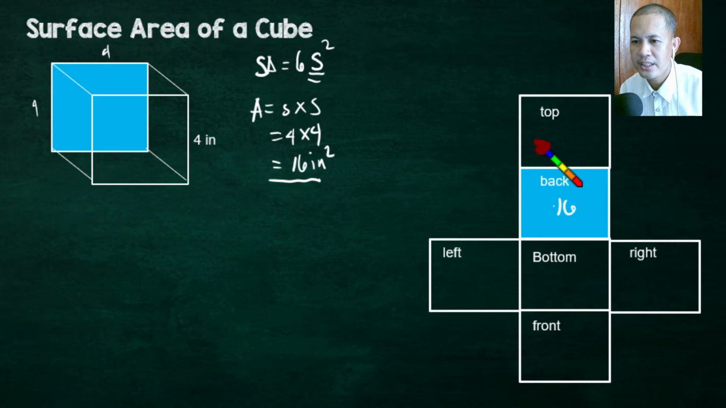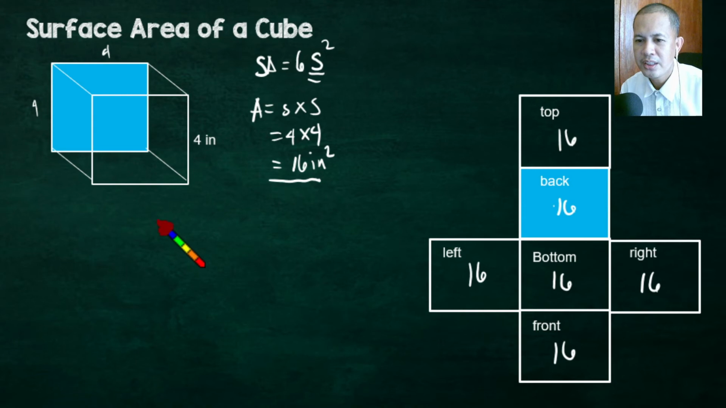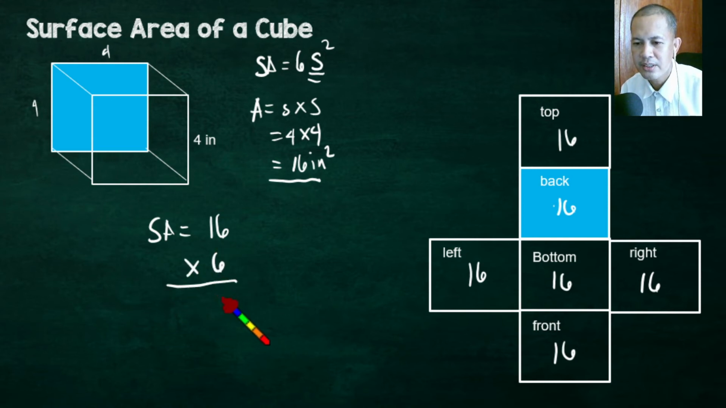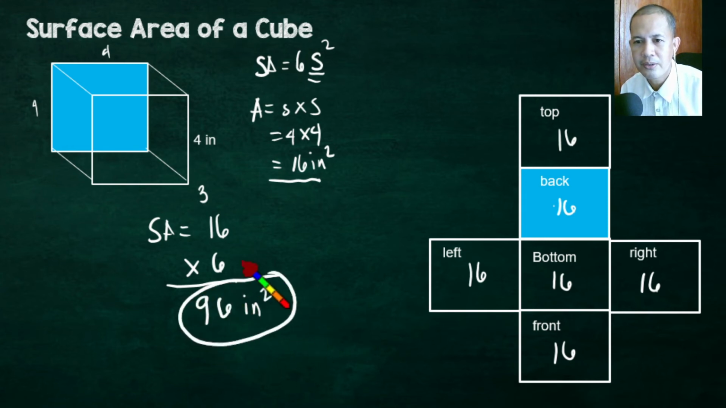Kung ito ay 16, dahil ito ay cube, this one also is 16, this one is 16, ito din ay 16, pati ito ay 16. So, meron tayong 6 na 16. So, magiging surface area natin, so we have 16 times 6. So we have 6 times 6 is 36. Carry 3. 6 times 1, 6 plus 3. That is 9. So we have 96 inches square. So that is the surface area of our example number 1 cube.